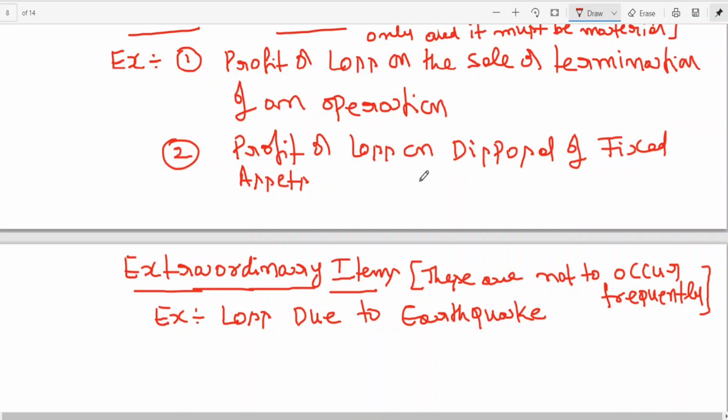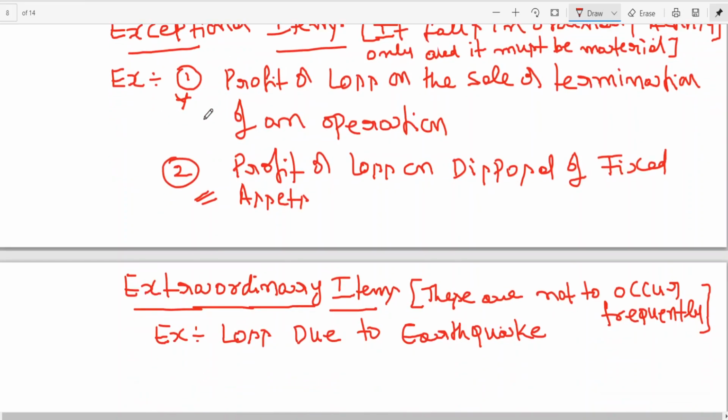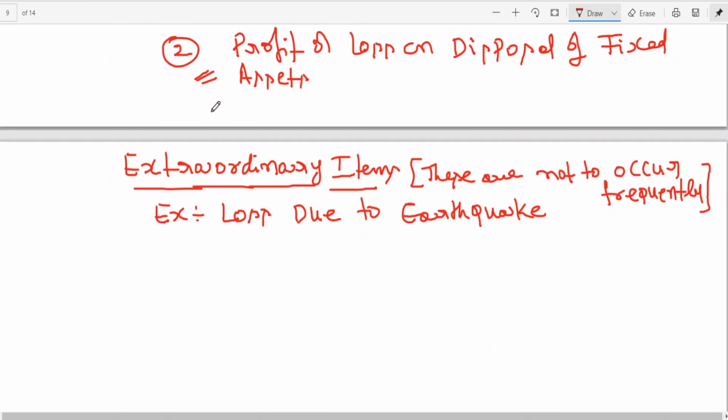Similarly, profit or loss on disposal of fixed asset can be taken as a separate exceptional item. But generally, you won't be coming across this. You may come across this one: profit or loss on disposal of fixed assets. Is that clear? This can be taken as exceptional item. Accounting standards and Schedule 3 have not given any definition of exceptional item, but in the format they have given it. So far, I have seen so many problems, we never had any exceptional item in the problem, but I have given an example.